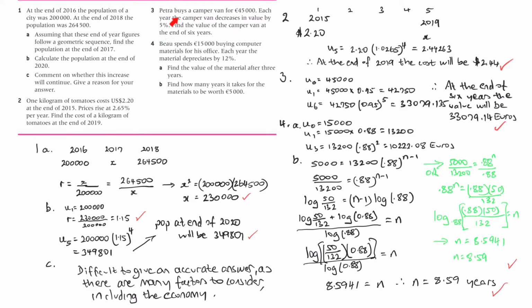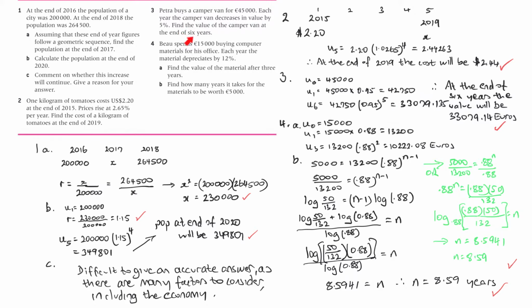So what do we know? Each year, the camper van decreases in value by 5%. So she buys it for €45,000. Find the value of the camper van at the end of 6 years. Again, we've got "at the end of," so we really have to do the end of the first year. That's why I'm calling 45,000 U0, because U1 is at the end of the first year. By the end of that first year, it's going to be 45,000 times 0.95 because it's decreasing by 5%. So that's 1 minus 0.05, which is 0.95. I'm going to call that U1.